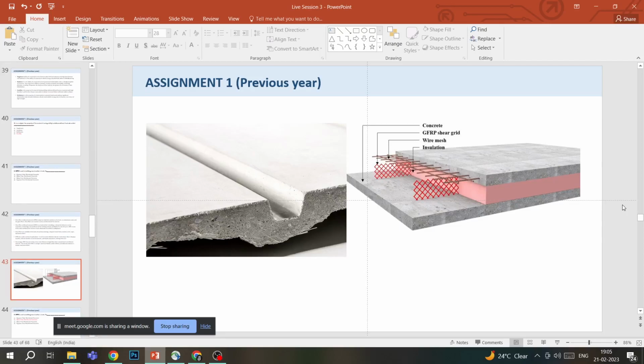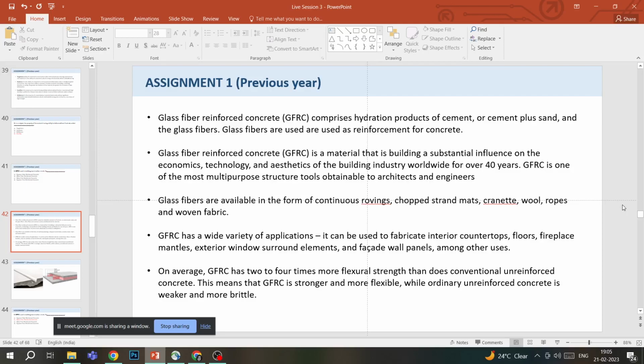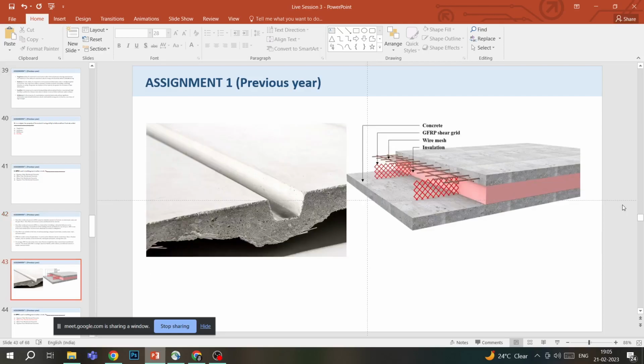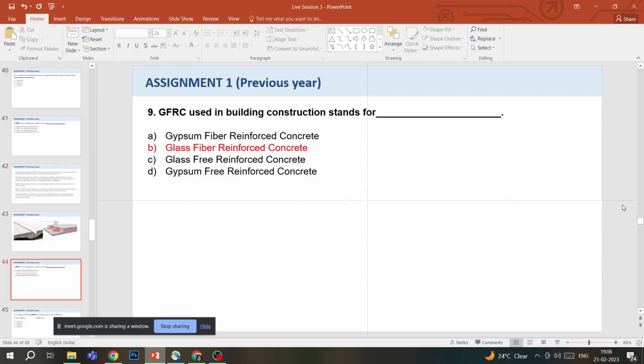In the first image you can see that it is being used as ropes, and in the second image you can see GFRC where there is a layer being added in the concrete, a mat kind of structure. So we already discussed this. The answer is glass fiber reinforced concrete.